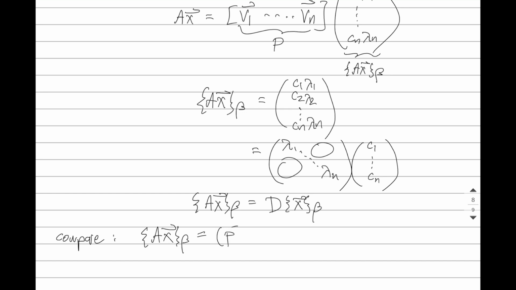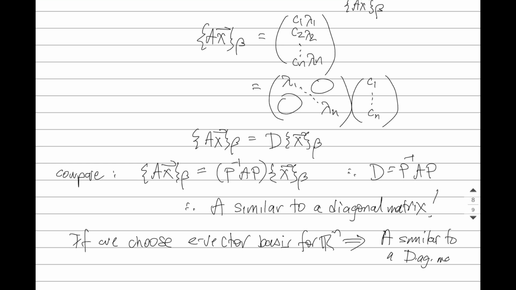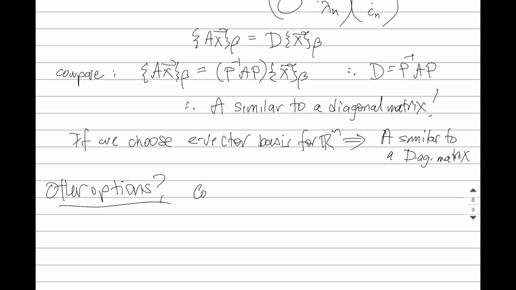If we choose an eigenvector basis for Rn, that will tell us that A, the matrix of our transformation, will be similar to a diagonal matrix. That was exactly what we were looking for. If I switch to this special basis, it'll make my matrix look very simple. But are there any other options? Is eigenvector basis the only basis? Is there any other way for me to get a diagonalized similar matrix?